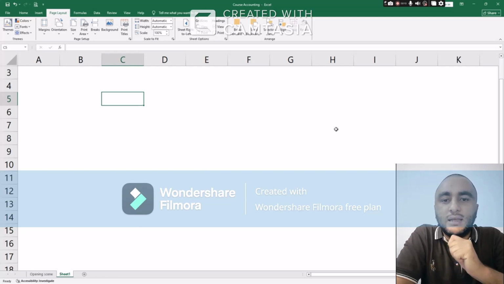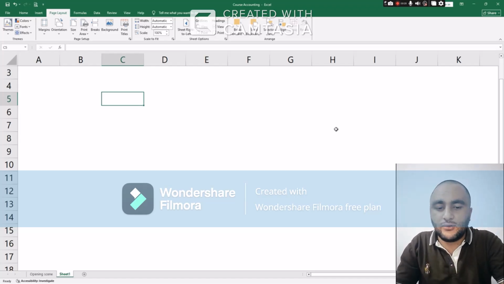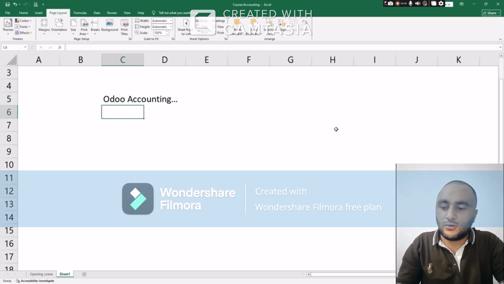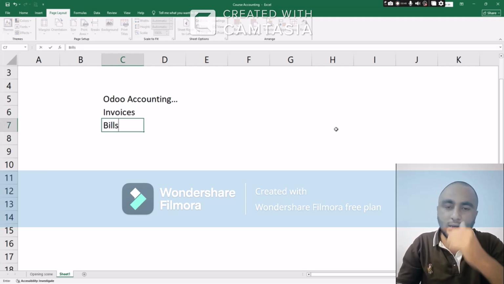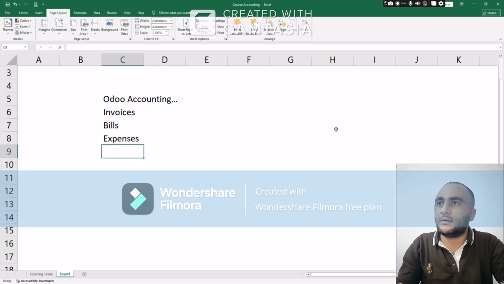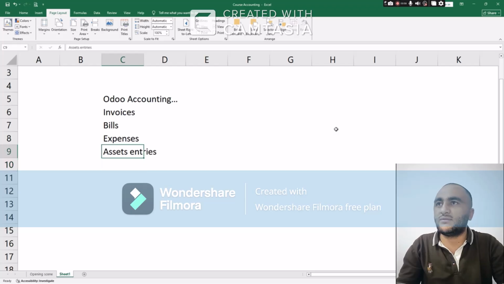Now at last I will give you some useful and important tips which you can use in your practical life and in your career, as you have completed this course. First of all, you can write on your CV that you can do Odoo accounting. It is a very important skill, as most of the companies in the world are using Odoo. You can now create invoices, create vendor bills, enter vendor bills in Odoo, manage expenses, record assets and any other entries, and you can do basic financial reporting.